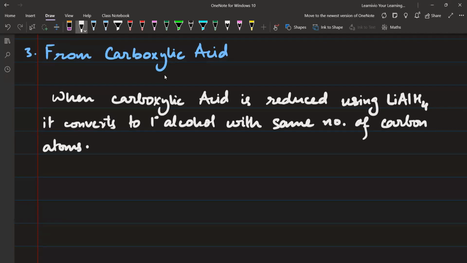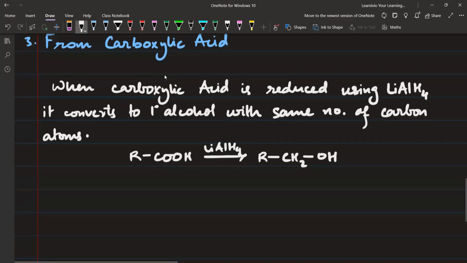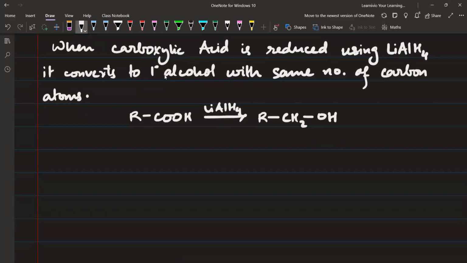atoms. Very easy. When you have R, COOH, then you use lithium aluminium hydride, then the R group will be as it is. The COOH will change to CH2OH. That's it. Now we can do some practice questions. For example, the number of carbon atoms will be the same.